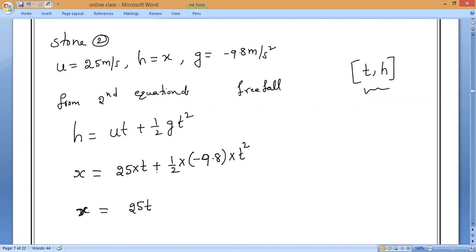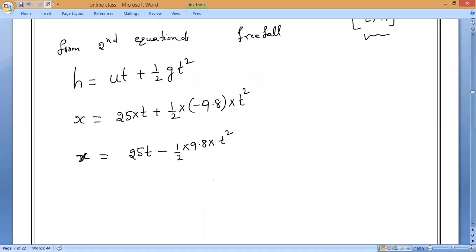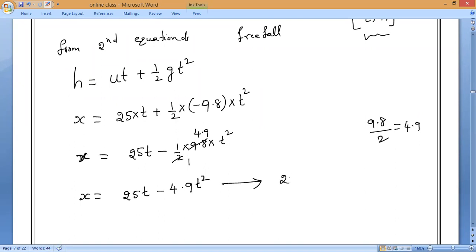Now x is equal to 25t, plus into minus how much? Plus into minus, 1 by 2 into 9.8 into t square. Now you can cancel again. 2 ones are 2, 4.9. So x is equal to 25t minus 4.9 t square. Let me take this as equation 2.